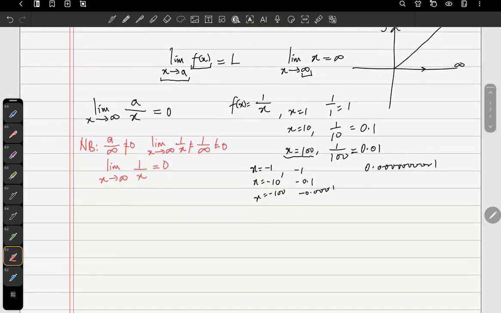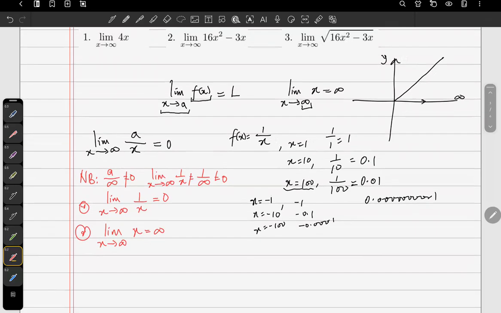So that being said, we can actually say that the limit as x goes to infinity of x is infinity. So it means that as x is becoming larger and larger, x is becoming larger and larger. It's as simple as that. So as x goes to infinity, the limit goes to infinity.